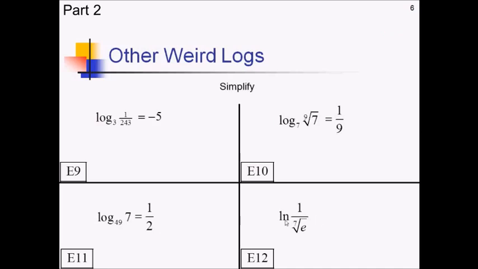And then lastly, ln of 1 over the 7th root of e. This is a little bit of everything rolled into one. So we're asking, what do I have to raise e to to get this stuff here? E right here is being raised to a negative exponent, and it's also a fractional exponent. This is going to be the negative 1 over 7.